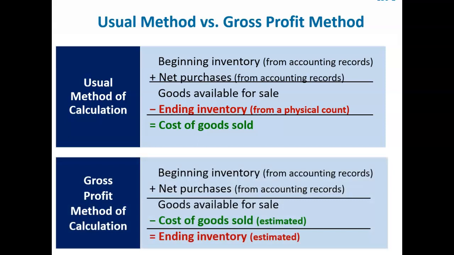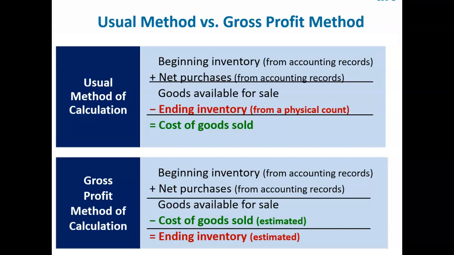However, when using the gross profit method, the ending inventory is not known. Instead, the amount of sales is known, from which we can estimate cost of goods sold, and ending inventory then is a calculated amount. Beginning inventory from the accounting records plus net purchases, also from the accounting records, equals goods available for sale, less the estimated cost of goods sold equals estimated ending inventory.